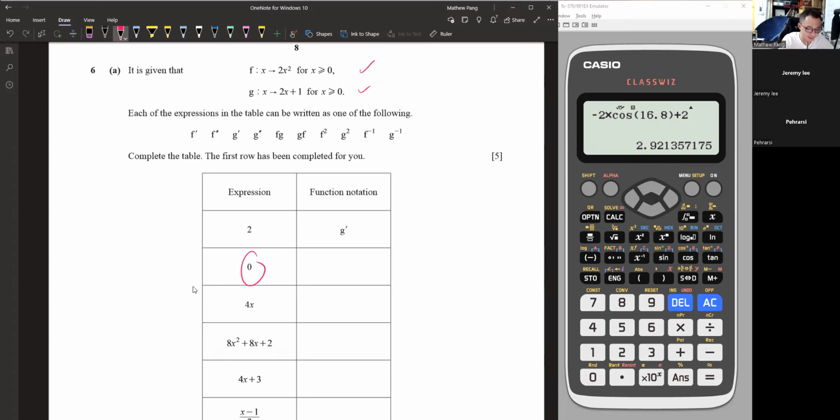So if I differentiate gx one time, I'm getting 2, isn't it? If I differentiate 2 again for the second time, I'm getting 0, right? So therefore, this is g double prime. Then the next one is 4x. 4x obviously is differentiating fx. Okay, this is very easy.